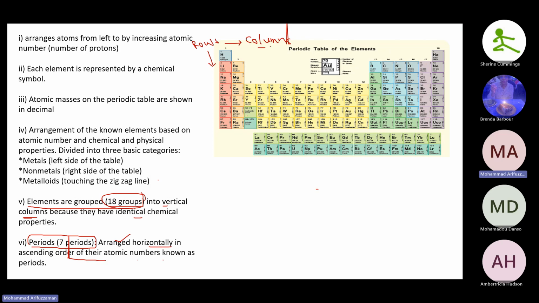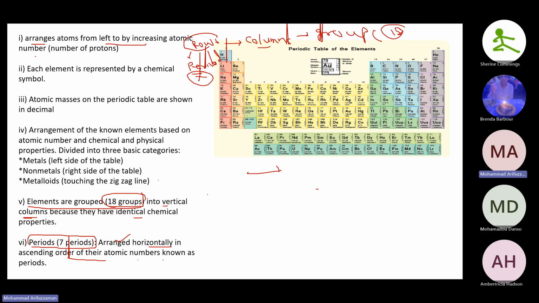So these are the columns and the rows. The columns are also called the groups, and the rows are called periods. The number of columns is 18, and the number of rows is 7. Now, the atoms are arranged from left to right, increasing in atomic number, or number of protons.